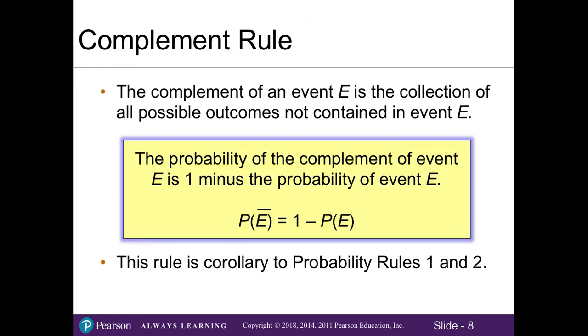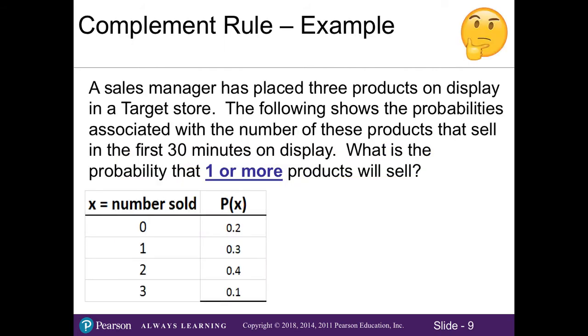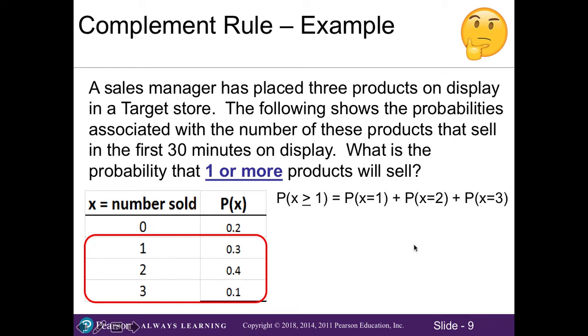The complement rule states that the probability of the complement of an event E is simply 1 minus the probability of that event. And this is related to rules 1 and 2. So again, using our same Target store example, we have the probabilities shown here. And we now want to know the probability that 1 or more products will sell. According to our previous rule, we can simply add up the probabilities for 1 or more products. In this case, 1 product is sold, 2 or 3. We'll be adding 0.3, 0.4, and 0.1 for a probability of 0.8 that 1 or more products will sell.